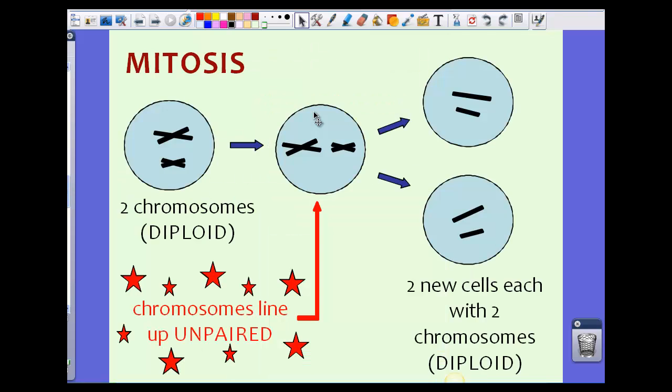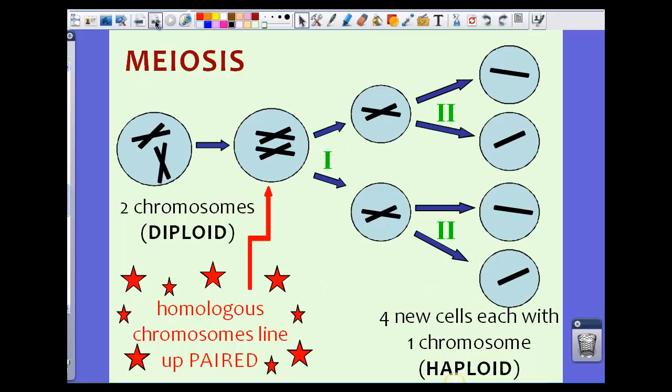Now, let's take a look at the difference between the two just really quickly so you can kind of see where some of the differences between mitosis and meiosis lie. So, starting in mitosis, we start with a diploid number of chromosomes. During metaphase, remember, they line up, but they're going to line up unpaired. They're going to line up in almost like one big row. And then what happens is we get 2 new cells that are exact copies, and they're also diploid.